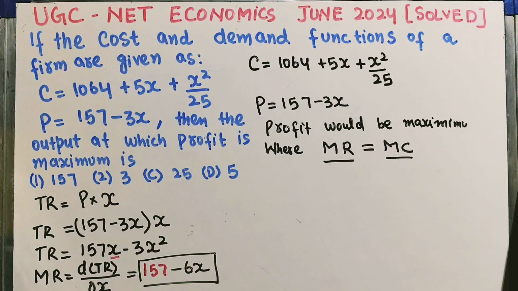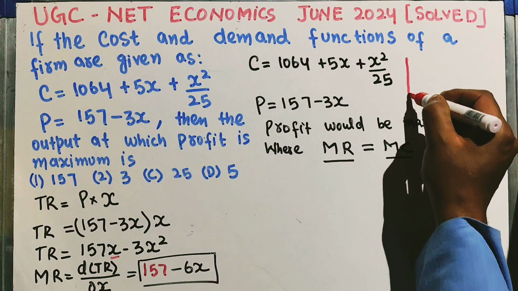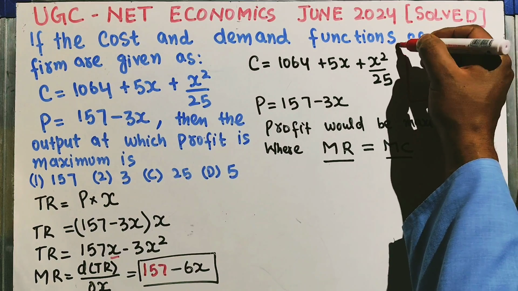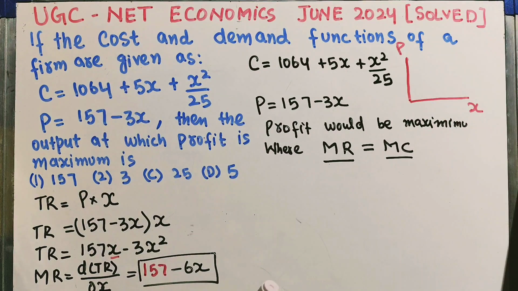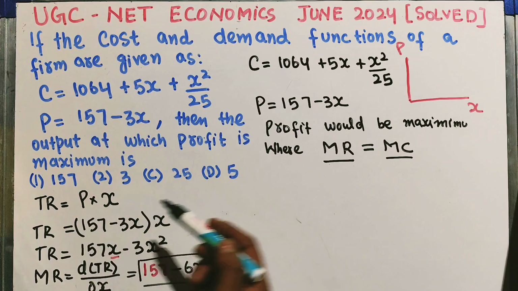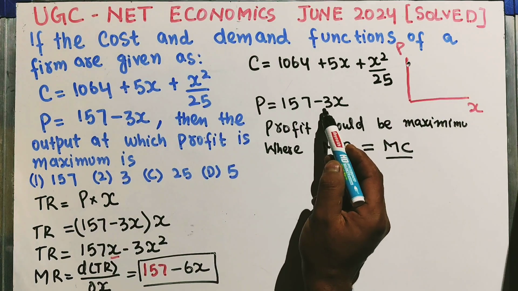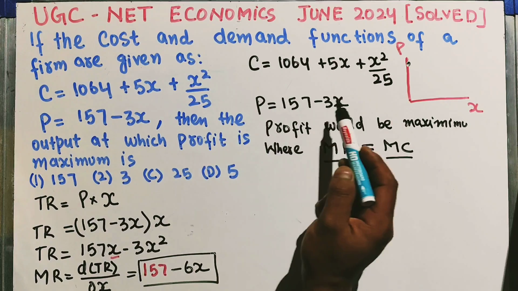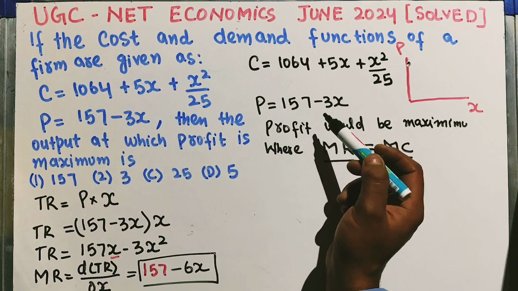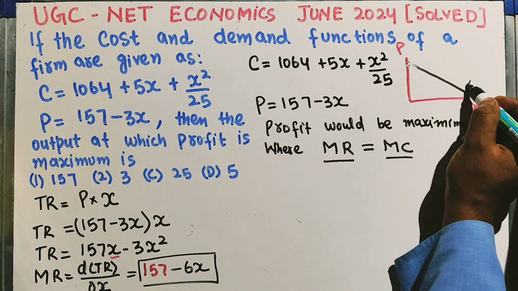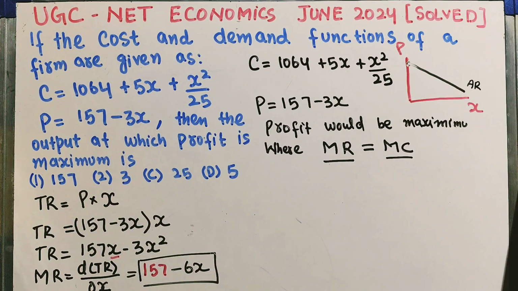Now let me draw a small graph here to make sense of this. We have the output on the horizontal axis and price, marginal revenue and marginal cost on the vertical axis. So we have the inverse demand function, its intercept is 157 and it is downward sloping, because the relationship between price and output is negative, as shown by this negative sign. So this is our average revenue function or inverse demand function.